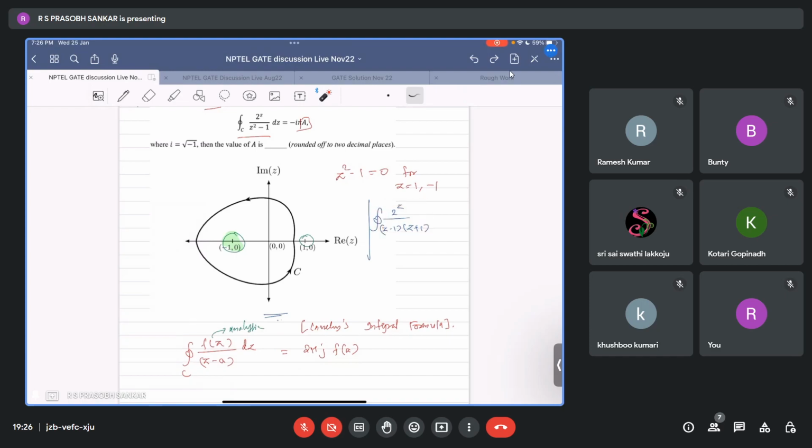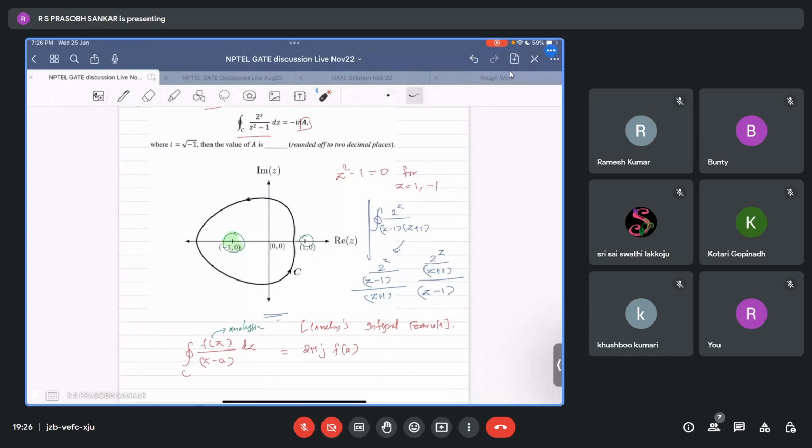Now, if you see this function, 2 raised to z by z minus 1 into z plus 1, I can write it in many different ways. But I want to write it in such a way that I have a z minus something in the denominator and something analytic on the top. That leaves us with two options. Either I can write 2 raised to z by z minus 1, all by z plus 1, or I can write 2 raised to z by z plus 1, all by z minus 1. Correct, no? These are the two ways in which I can write it.